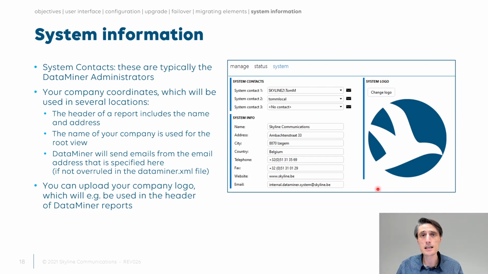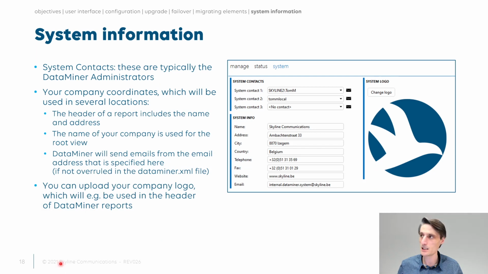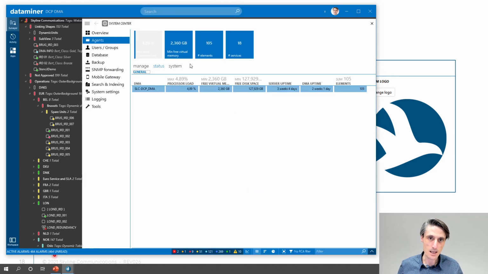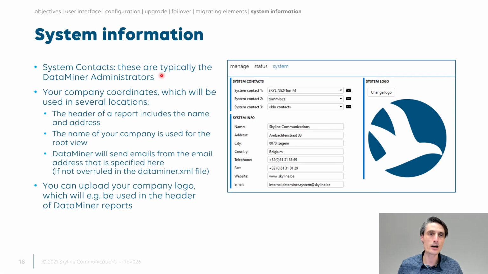The last page is then the system information page. The system information page, that's the third tab page. Let me go back to my DCP DMA. So the third page is my system page. So here I have some general information. So what do I find on there? First of all, some system contacts.